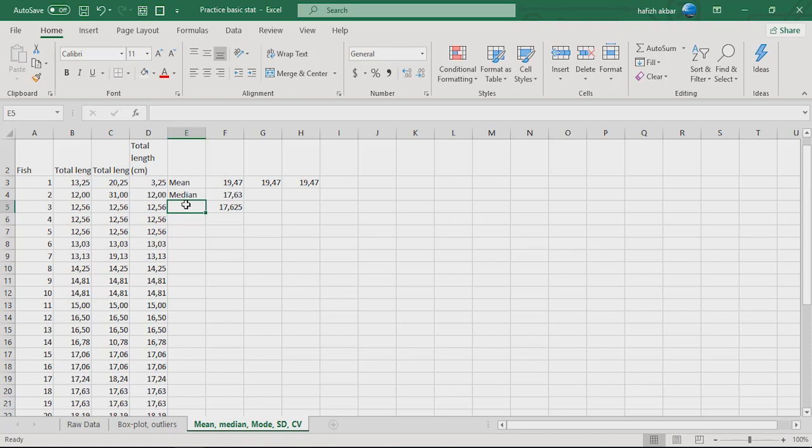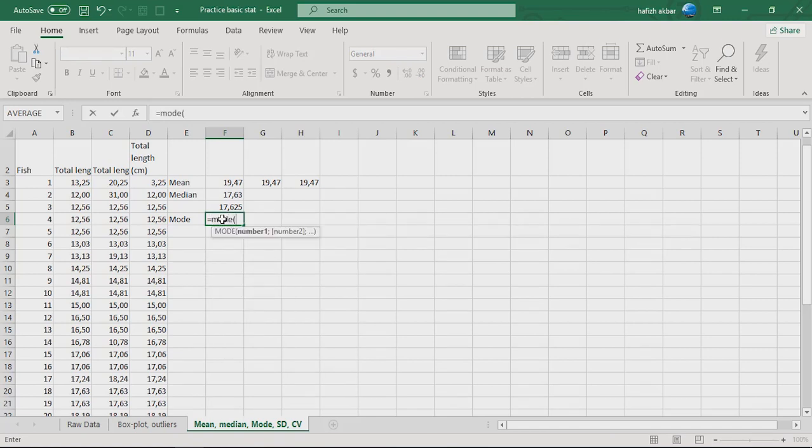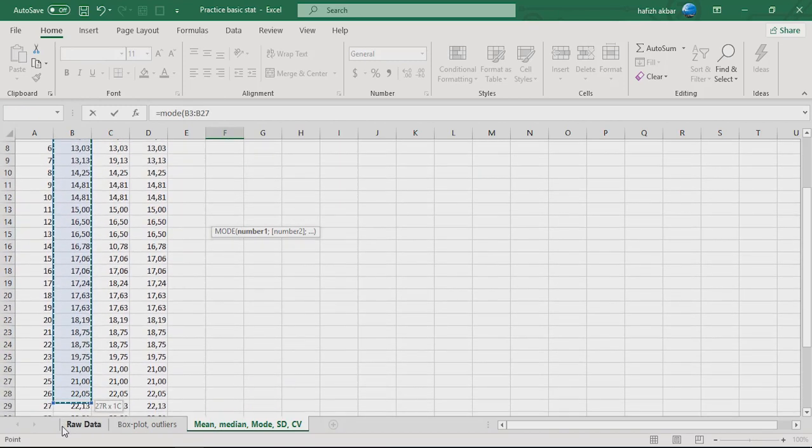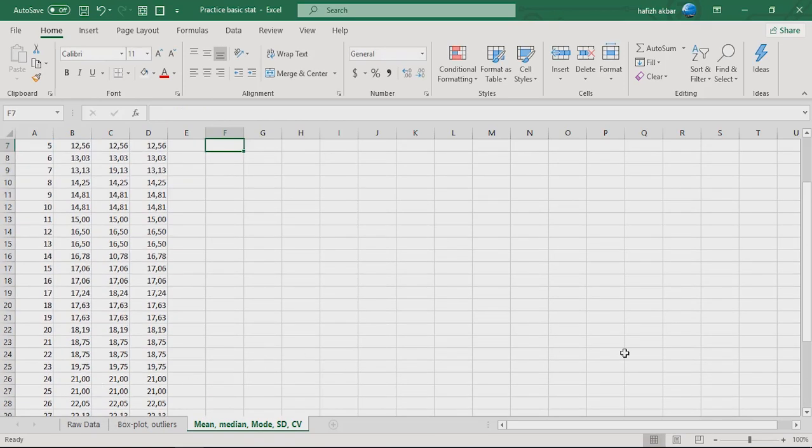Okay? And now, mode. Mode is the most frequent data. For the most frequent data, just enter equal, then mode, and select all data from group 1, and then enter.